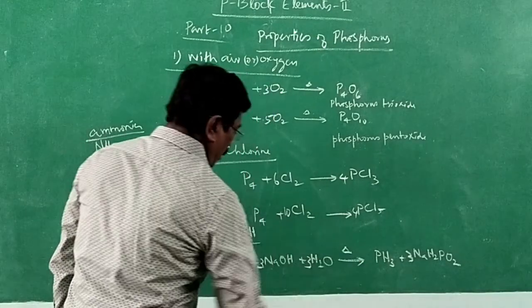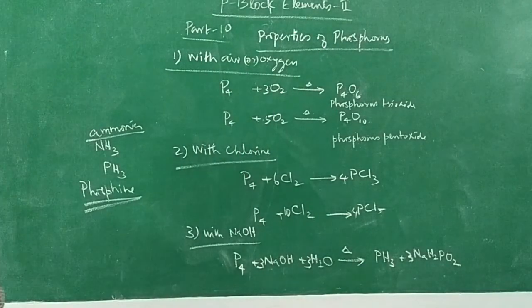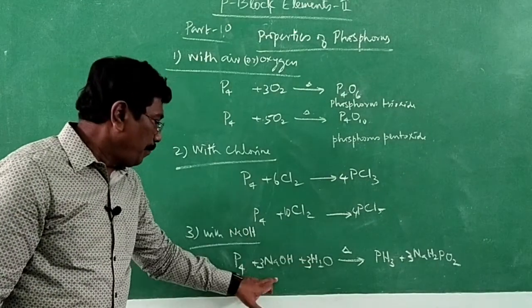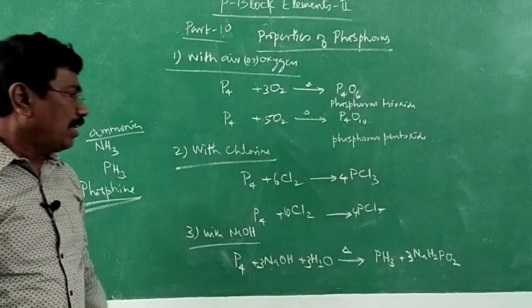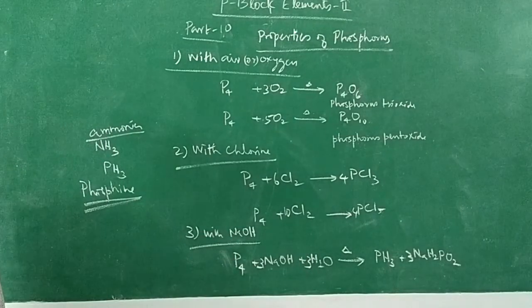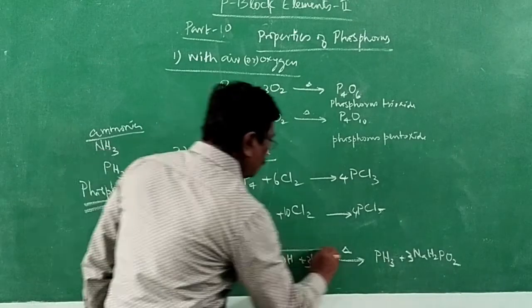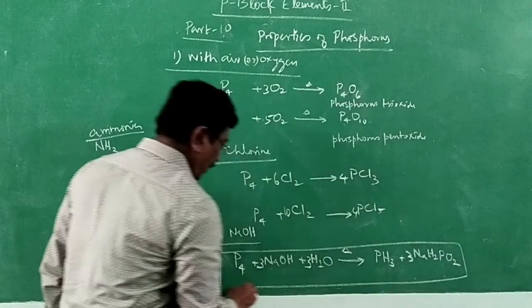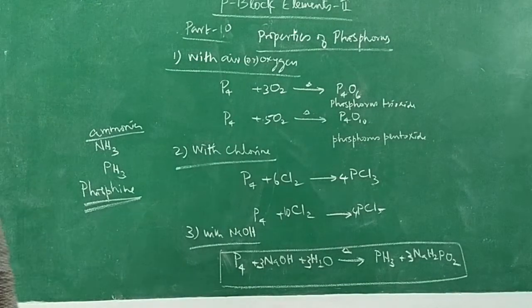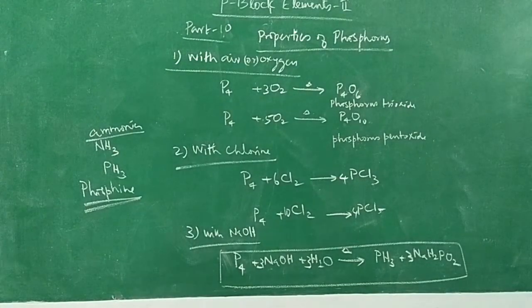When white phosphorus is heated with sodium hydroxide solution, therefore we need water. It becomes phosphine PH3 and then sodium hypophosphite. So in the preparation of phosphine also we will be seeing the same reaction, under preparation of phosphine. Therefore, better to learn the equation with great care.